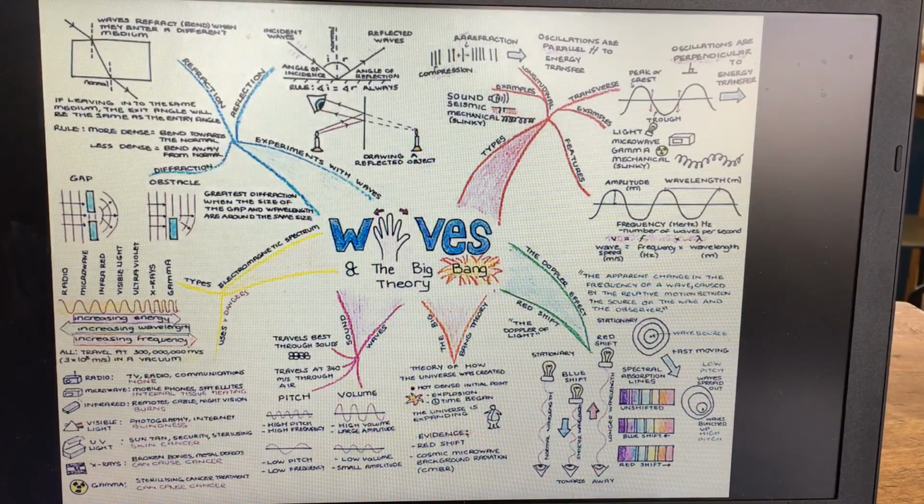This video is for the learning map I have done for waves and the Big Bang Theory. This is in P1 part 2 of AQA. So you need to know the different types of waves. Waves can fall into two different categories.